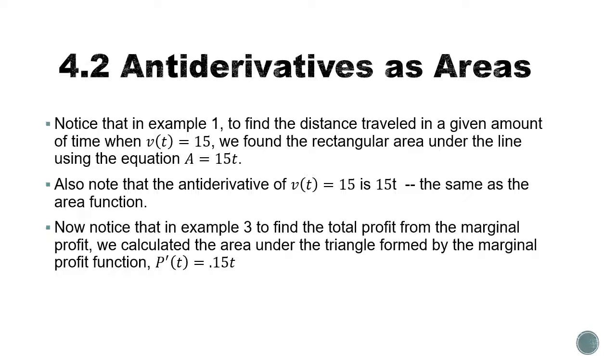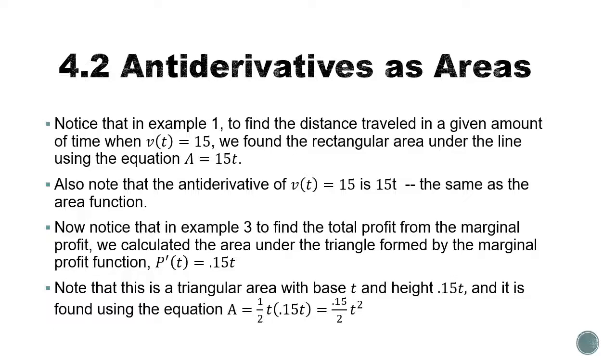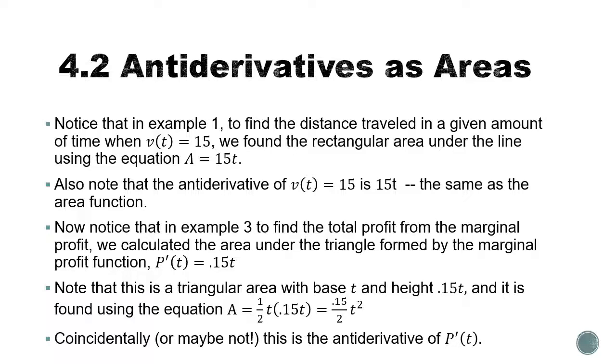Interesting. Now, going back to example 3, to find the total profit from the marginal profit, we did the area under the triangle. Well, the function was 0.15t. For the triangle, we did 1/2 t times 0.15t, which is 0.15 over 2 t squared, which, interestingly enough, without the plus c, is the antiderivative of the marginal profit.